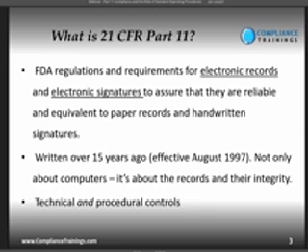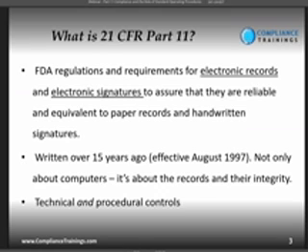All right, down to the basics. What is 21 CFR Part 11? Well, in a nutshell, it is a set of regulations devised by the FDA that we're obligated to follow within this industry. They focus on electronic records and electronic signatures. They are there to ensure that all of these electronic records are reliable and that they are the equivalent to paper records and handwritten signatures. So it's mostly about focusing on the integrity.